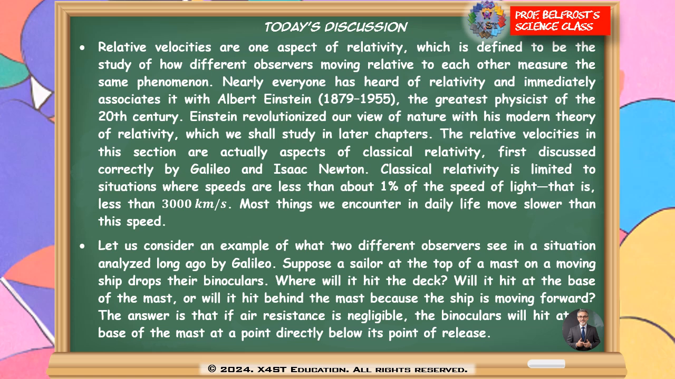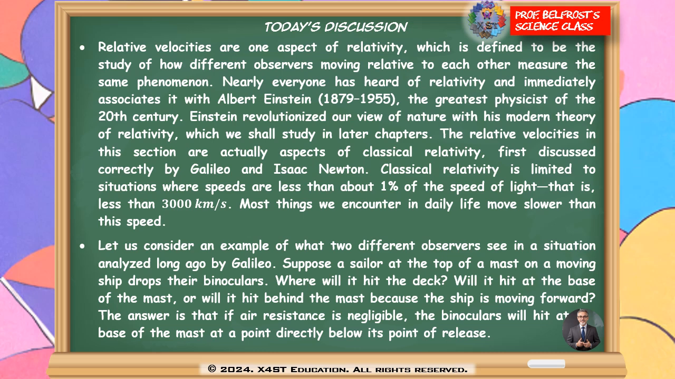The classical relativity that we are learning right now was proposed by Galileo and Isaac Newton, and it is limited to circumstances where speeds are less than 3000 kilometers per second. The Einstein version is for speeds that are a significant fraction of the speed of light, I mean greater than 1% of the speed of light. Okay, so let us consider an example.